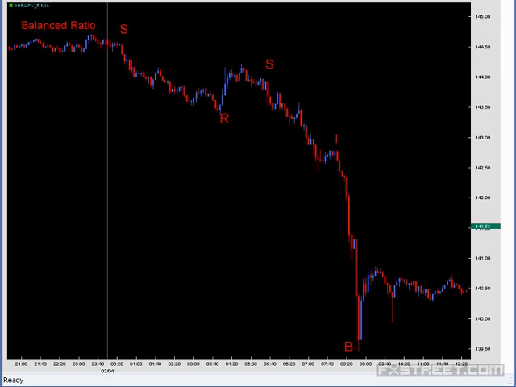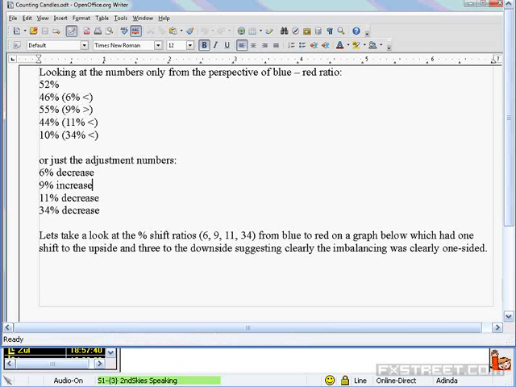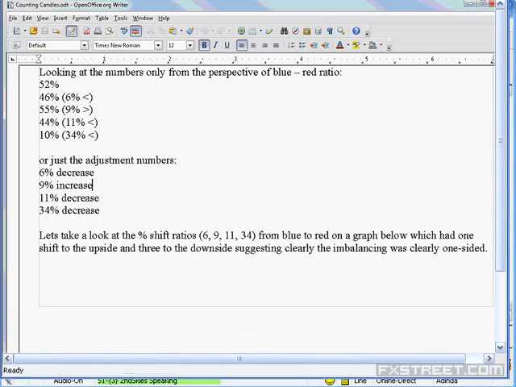We started at 52, we went to 46, we went up to 55, and then from here to here, the number goes to 44%. We've now had a lower low in the amount of blue to red candles, a very huge structural shift, and an 11% adjustment. Now, from here to here, only 10% of the candles are blue. From there to there, that means we had a 34% adjustment in there. Let's take a look at this from a numerical perspective, and you'll understand the point I'm trying to make here.